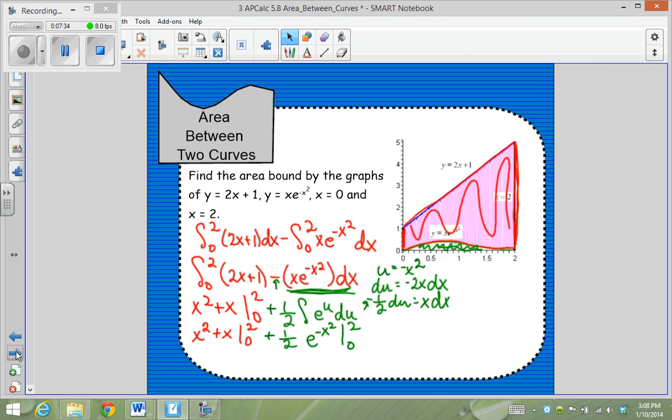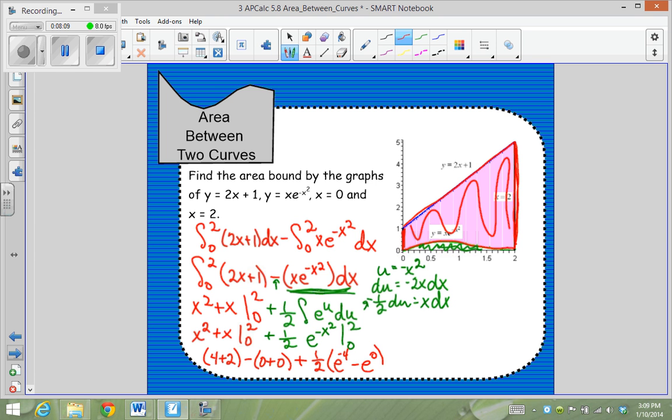Go through, plug in your numbers on this. I'm counting on the fact that we're in pretty good shape since I'm running out of room here. Plug your 2 in and you've got 4 plus 2. And then remember we always subtract with the 0 plugged in there, which is 0 plus 0. Plus, moving to this next one, we've got a 1/2. And then that's going to be e to the negative 2 squared, so e to the negative 4. And then you plug in your 0, so minus e to the 0.